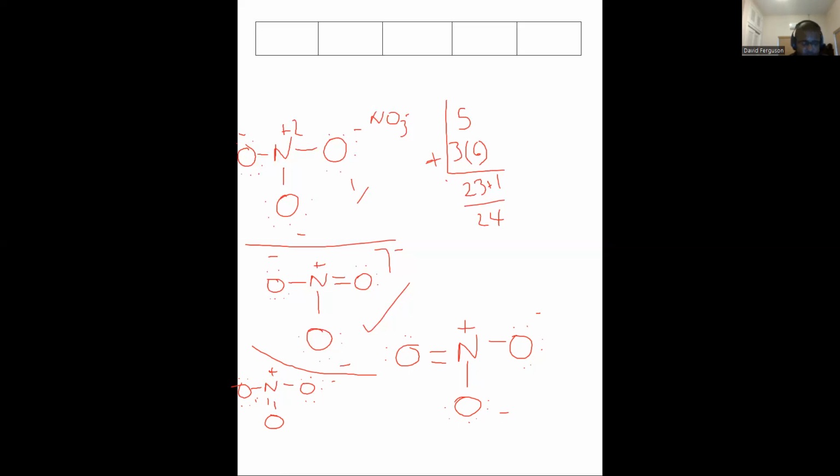It's famous for its resonance, and let me just note something. When we're drawing different resonance structures, say we have resonance structure A, resonance structure B, resonance structure C.